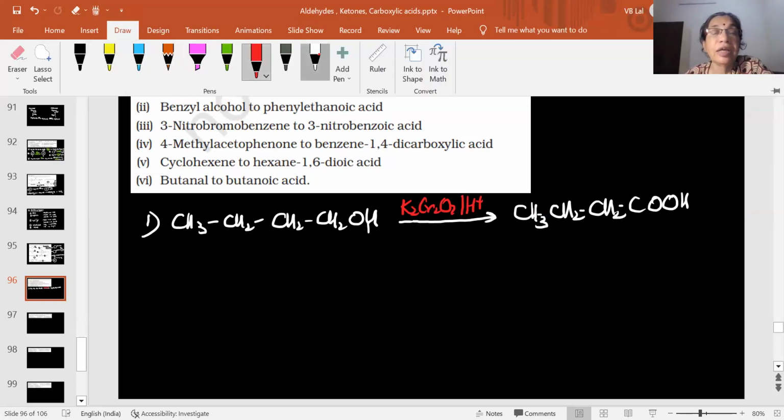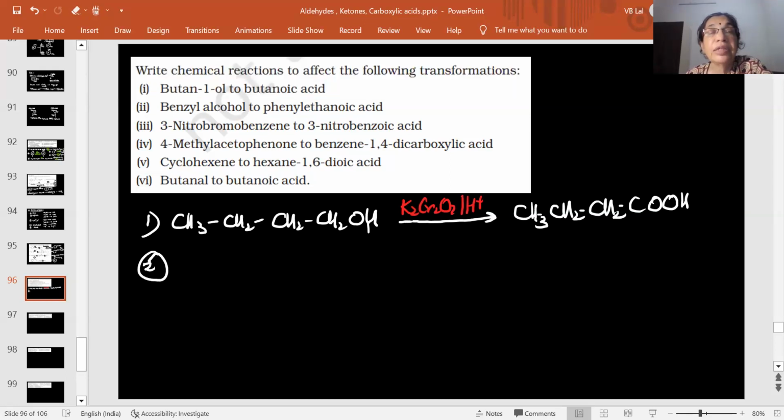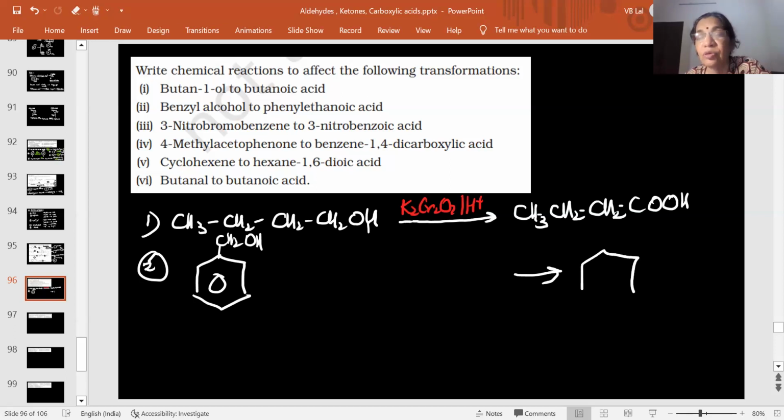Then the next reaction, the second one, benzyl alcohol, C6H5CH2OH. From here, I need to prepare phenyl ethanoic acid. You should know what you are going to prepare, then only you will be able to do it. Phenyl ethanoic acid is C6H5CH2COOH. So from here, I need to prepare this one. How will I do it?